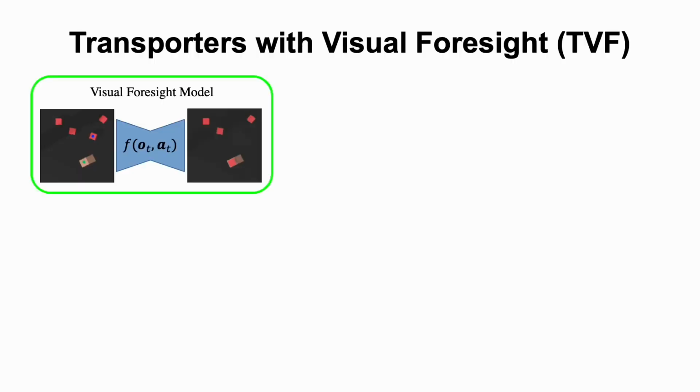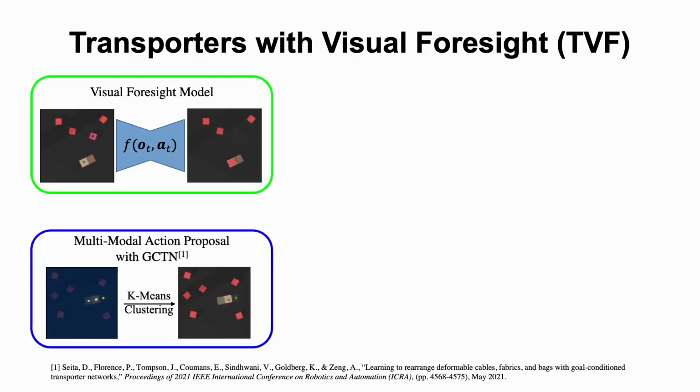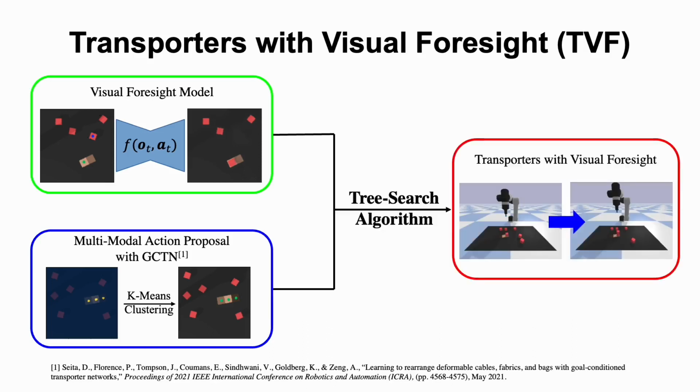We first introduce the Visual Foresight model, which predicts the next step observation based on the current scene and a pick-and-place action. Secondly, we develop a multi-modal action proposal module, which builds on a state-of-the-art imitation learning method called the goal-conditioned Transporter Networks. Combining the Visual Foresight model and the action proposal with a tree search algorithm, we propose Transporters with Visual Foresight, a method for task planning.